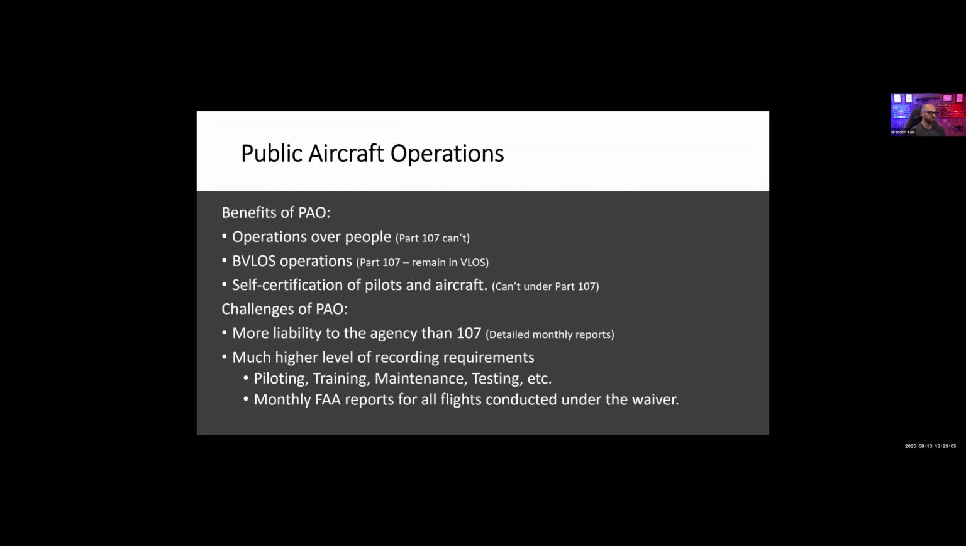Awesome. Sweet. So there's two different ways that you can operate your program, right? There's public aircraft operations, or PAO, and there's also Part 107, and each of those have their own benefits, right? So under public aircraft operations, you have the ability to operate over people, which is really great. There's been a lot of people that have asked, like, I need to be able to fly X amount of distance, and I can't guarantee that I'm not going to fly over people. How do I do it? I can't do it under 107.